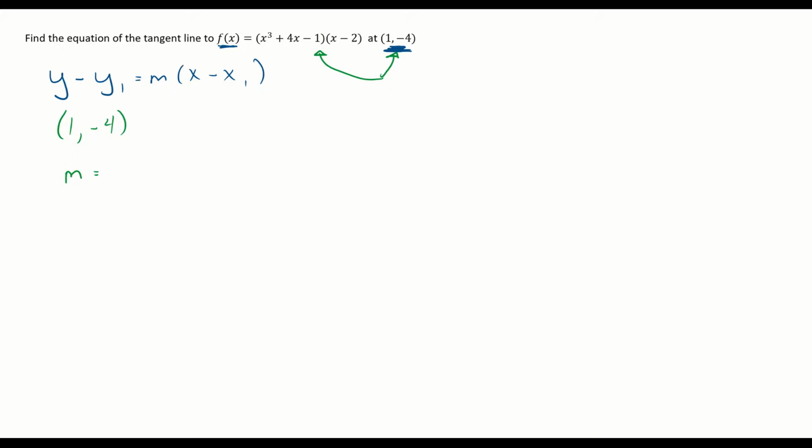Okay, and you need to equate this idea of slope with derivative. As soon as you hear, I need to find a slope, you need to think, I need to find a derivative. So this question for right now boils down to: what is f prime of x? What is the derivative of our function? We're going to find the derivative and then find what it is at (1, -4).